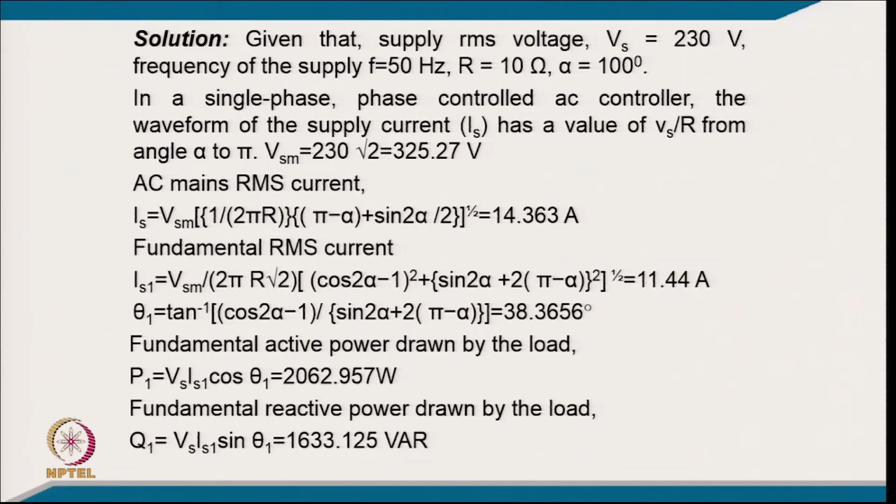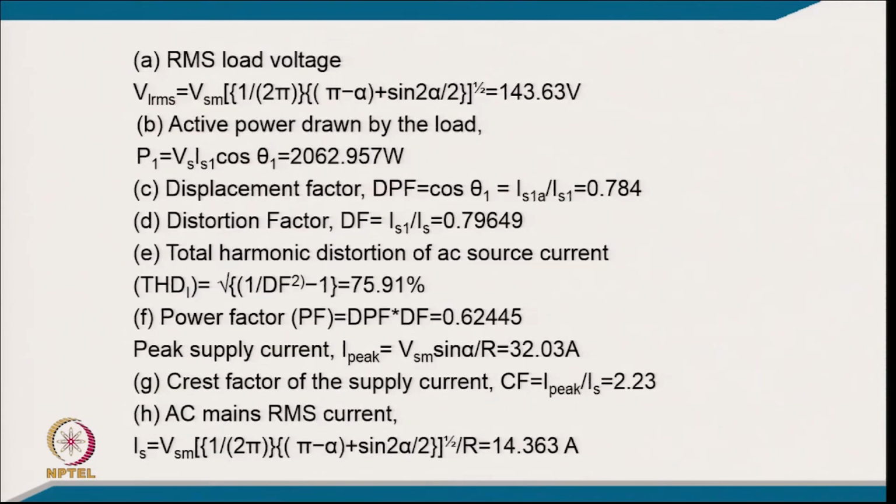The fundamental RMS current from this relation comes to 11.44, and theta 1 we can calculate from the fundamental relation, so it comes to 38.3656. The fundamental active power drawn is Vs Is1 cos theta 1; putting in the values, it comes to 2062.957 watt. The fundamental reactive power drawn, by the formula Vs Is1 sin theta 1, comes to 1633.125 VAR.